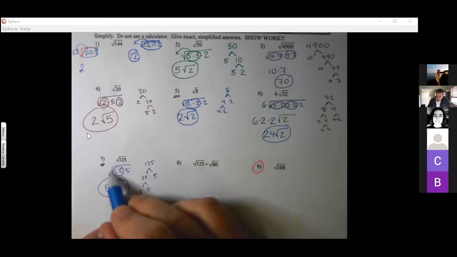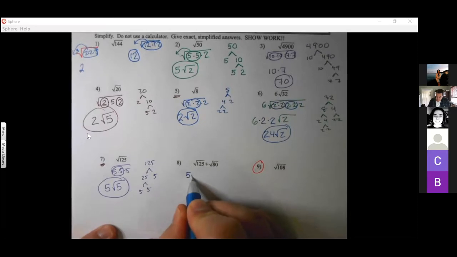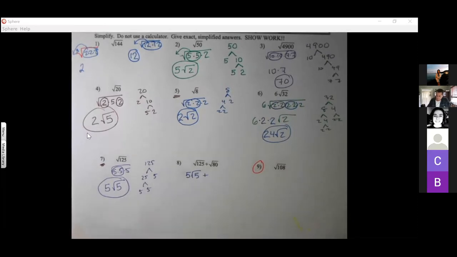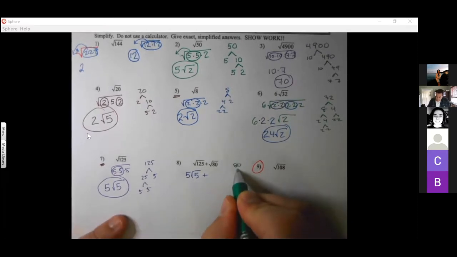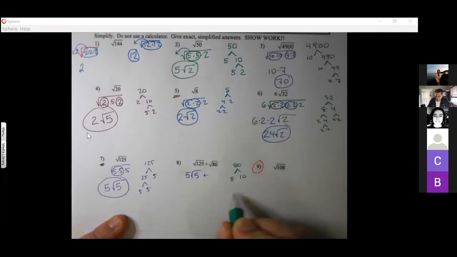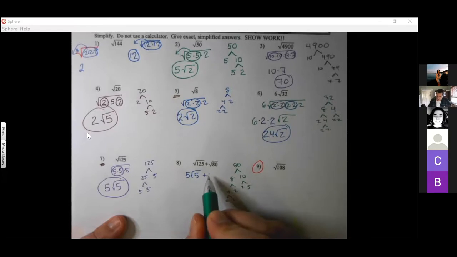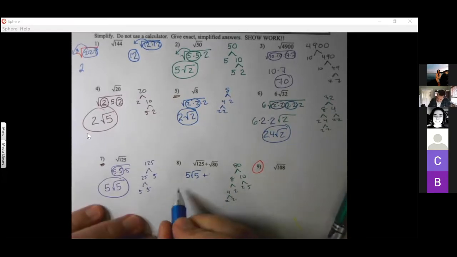Root 125 is something we've already done here. We know that's 5 root 5. Root 80, we're going to have to work on a little bit. So maybe it's 8 times 10, which is 4 times 2, which is 2 times 5. Please be careful that even if you see these 2s as matching up and you're like, oh, great, I can stop. Recognize that there may be other terms, composite numbers, that you need to take further, as in this case, 2 times 2. So it looks like there's 4 2s.